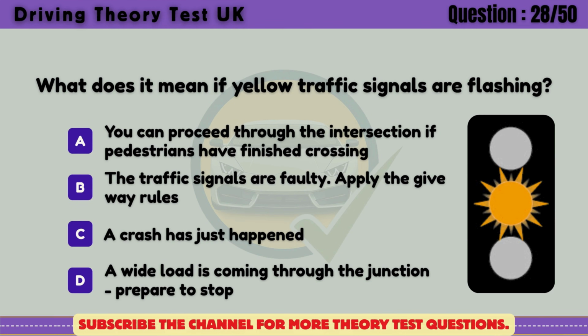Question 28. What does it mean if yellow traffic signals are flashing? Option A. You can proceed through the intersection if pedestrians have finished crossing. B. The traffic signals are faulty. Apply the give-way rules. C. A crash has just happened. D. A wide load is coming through the junction, prepare to stop.